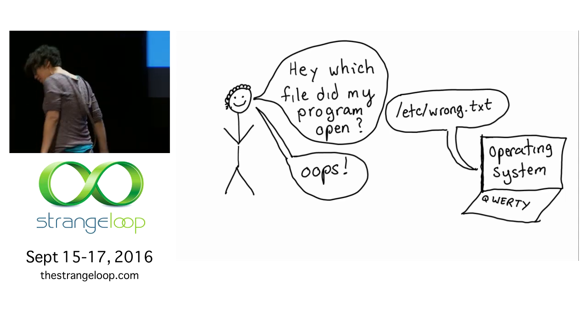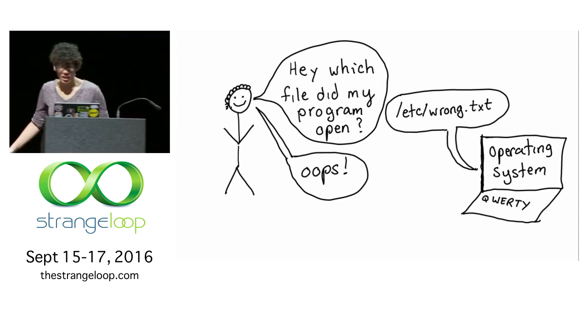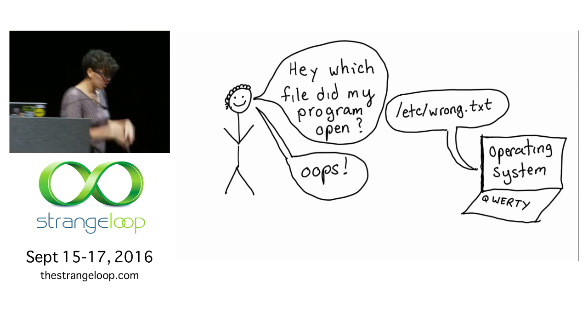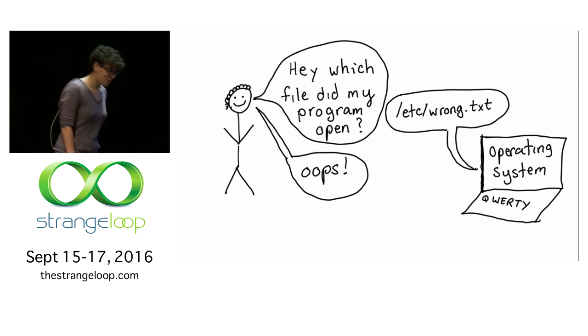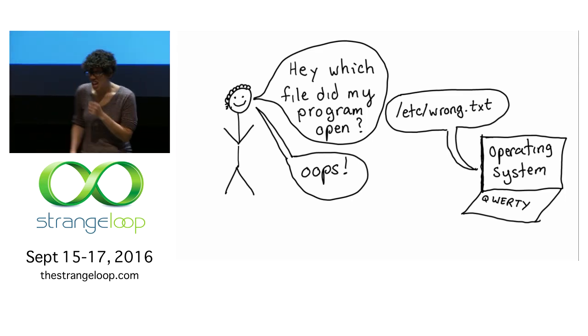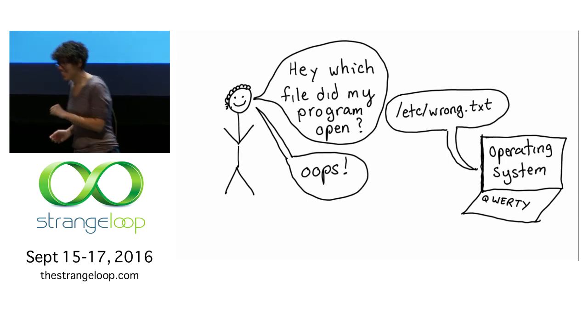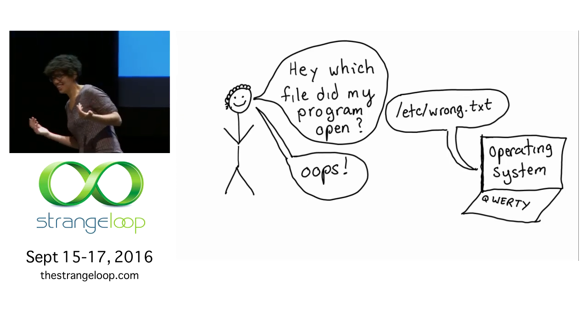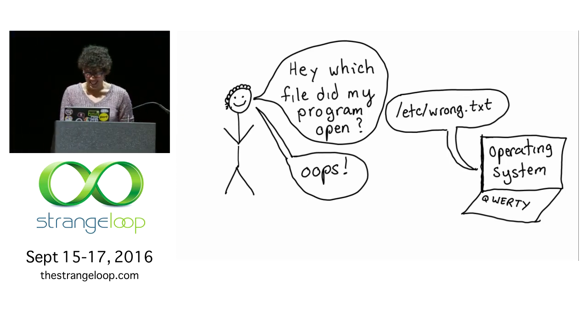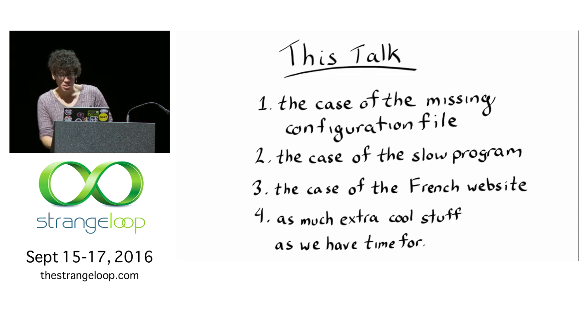The kind of conversation that we're going to be having in this talk is the conversation where you're like, hello, which file did my program open? And the operating system will be like, it was wrong.txt. And you're like, oh, well, I can fix that. I'll just open write.txt instead. So it's like you're having a conversation with your operating system about what your program is doing.